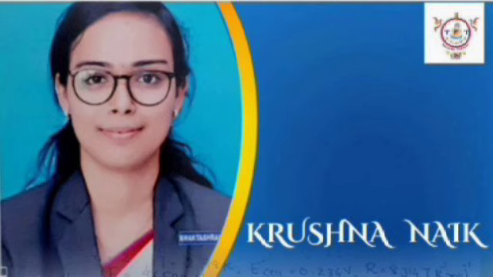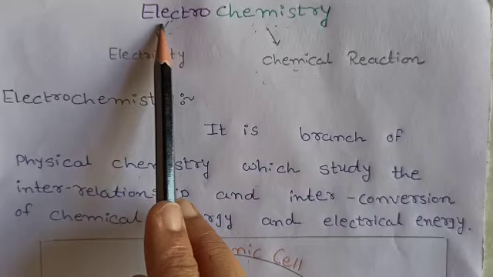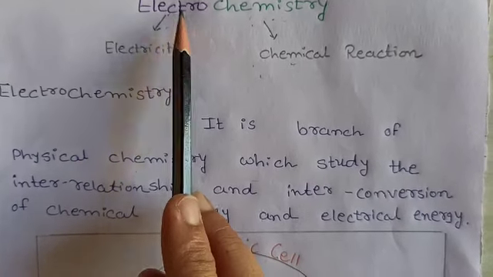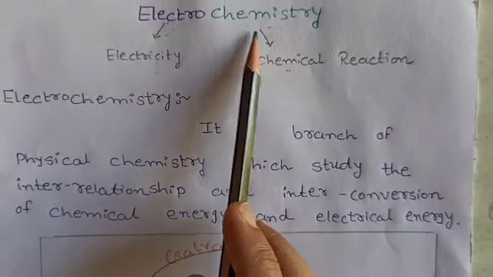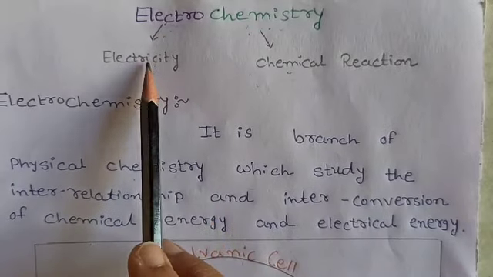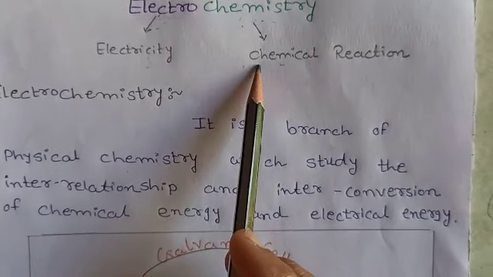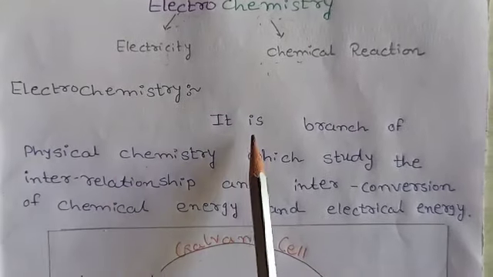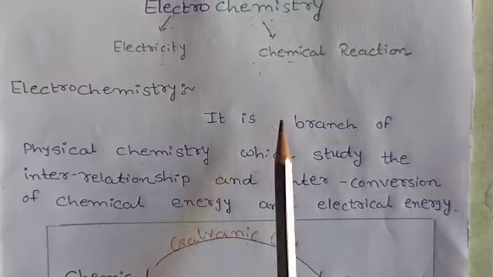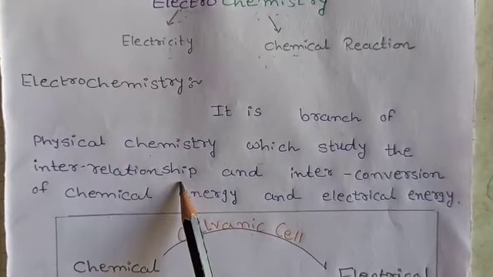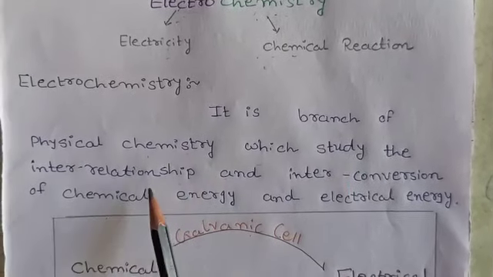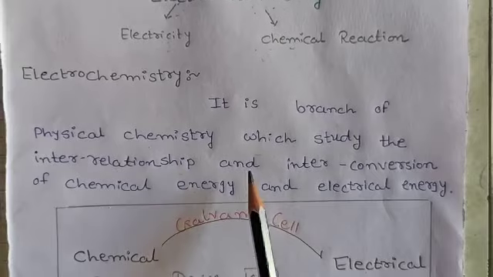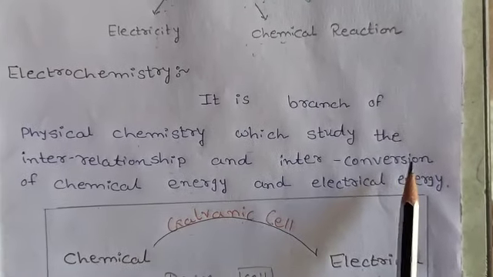So let's start electrochemistry. Electrochemistry is made of two different words. One is electro and the second is chemistry. Electro is related to electricity and chemistry is related to chemical reaction. Means electrochemistry is a study of the interrelationship and interconversion of chemical energy and electrical energy.